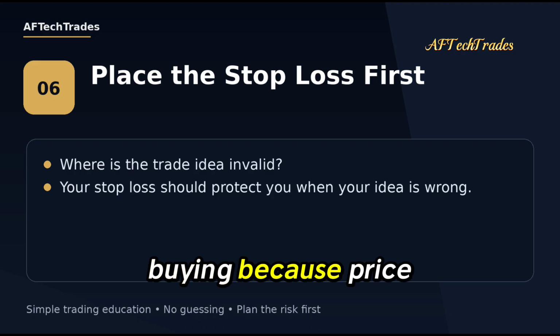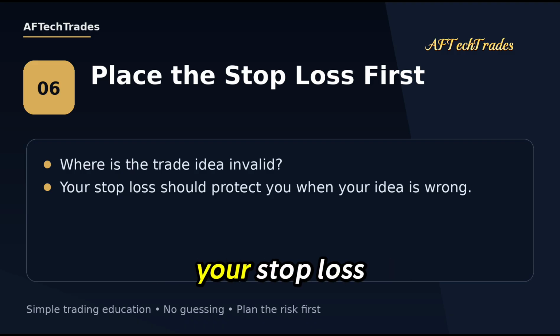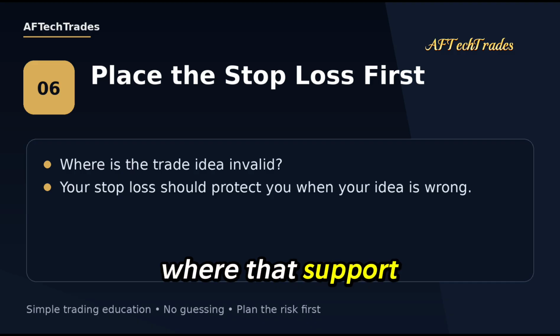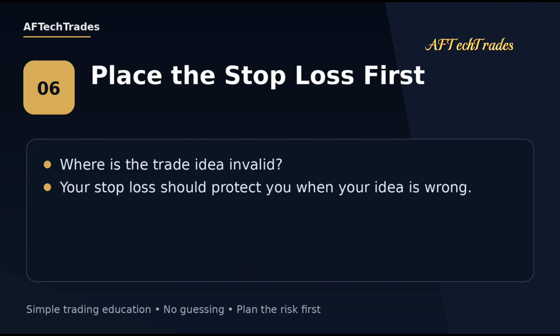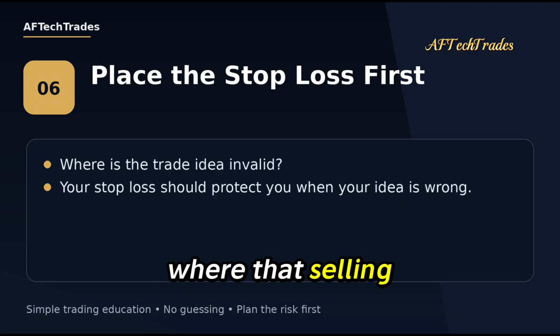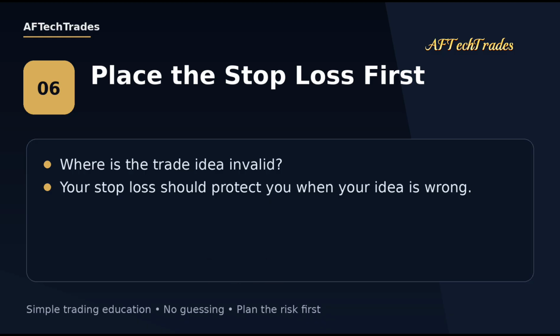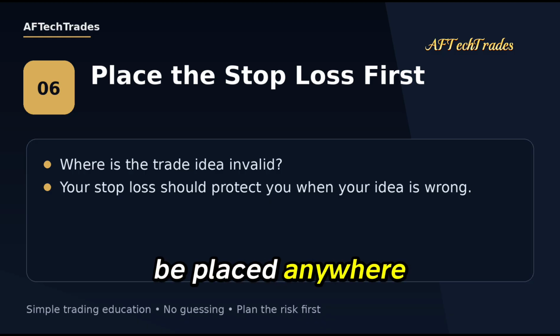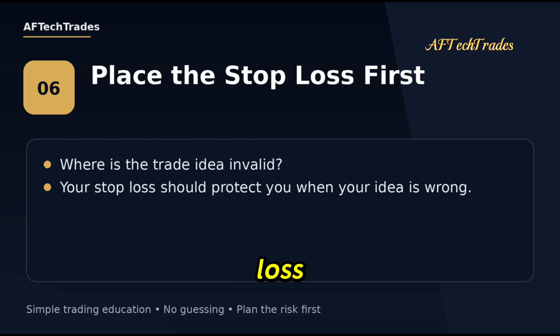If you are buying because price is holding support, your stop loss should be placed where that support idea becomes invalid. If you are selling because price is rejecting resistance, your stop loss should be placed where that selling idea becomes invalid. The stop loss should not be random. It should not be placed anywhere just because you want a small loss. It should be connected to the structure of the chart.